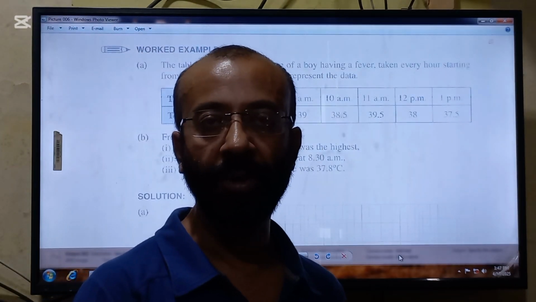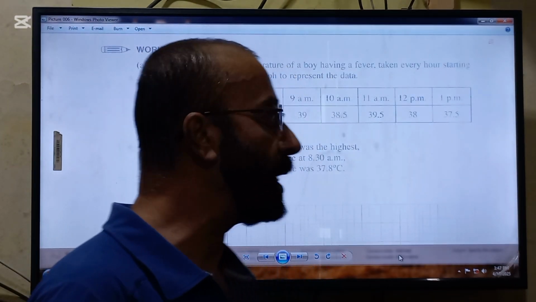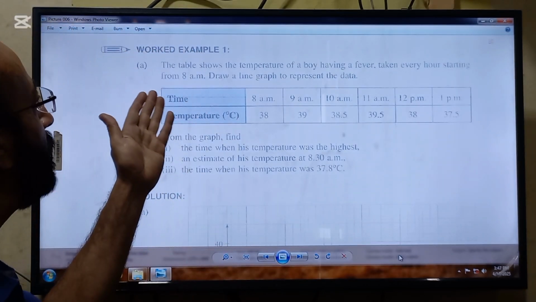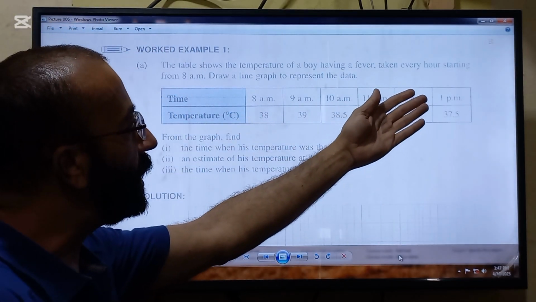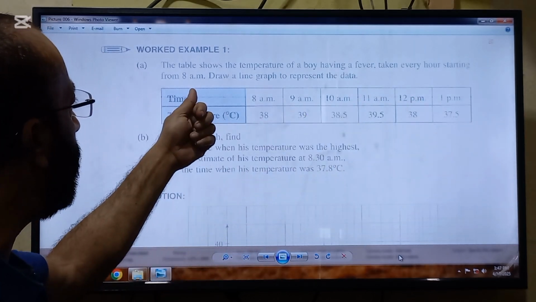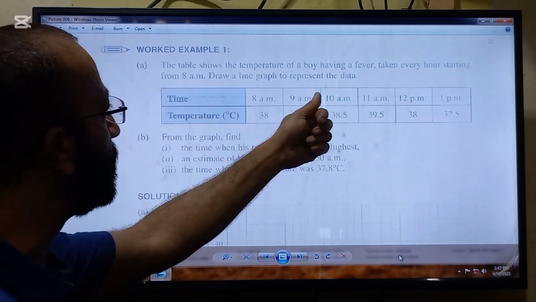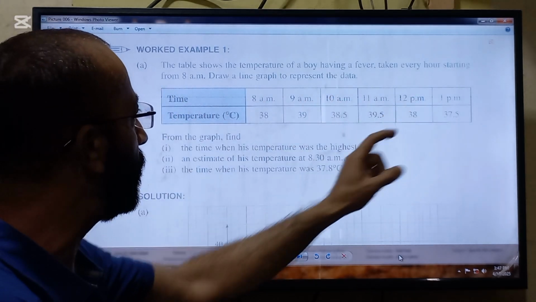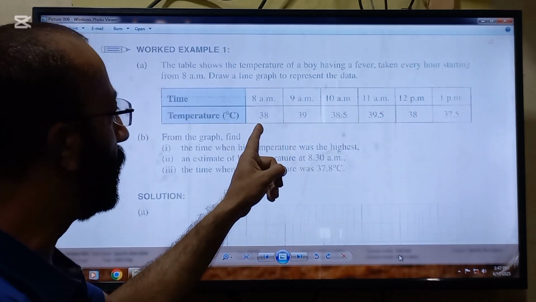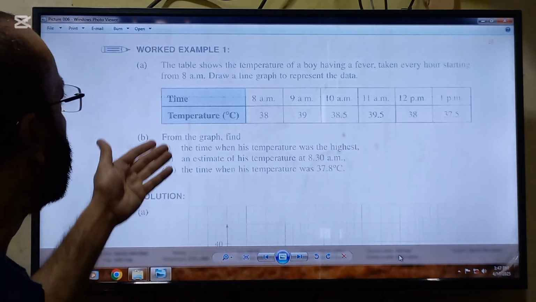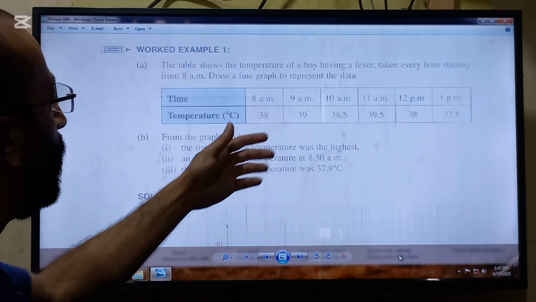Now we are going to solve a question that will make our concepts more clear. The table shows the temperature of a boy having a fever, taken every hour starting from 8 a.m. Draw a line graph to represent the data. So here is the data, starting from 8 to 1 o'clock, and temperatures are given. The first requirement is to draw a line graph.